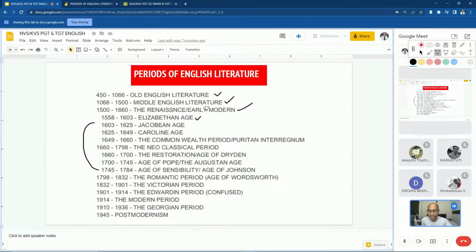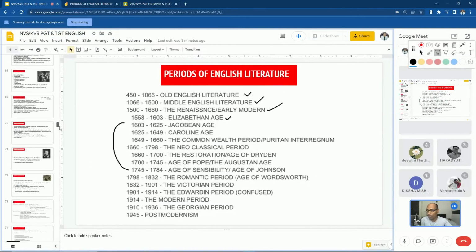Starting from the Elizabethan age, 1558 to 1603. She was the ruler, and that age was considered the golden age of English literature. After Elizabeth's death, she was not having any heir. So the Jacobian age starts, and after that his son's Caroline age comes. After Caroline, the Commonwealth period or Puritan Interregnum comes. I'll try to complete these three ages briefly in this class.